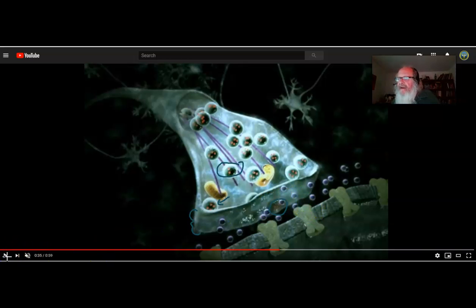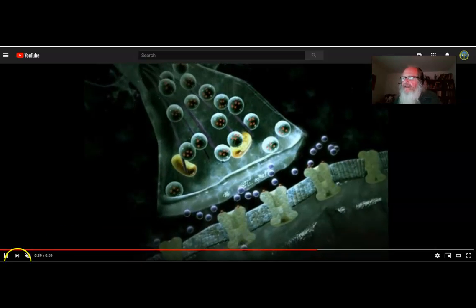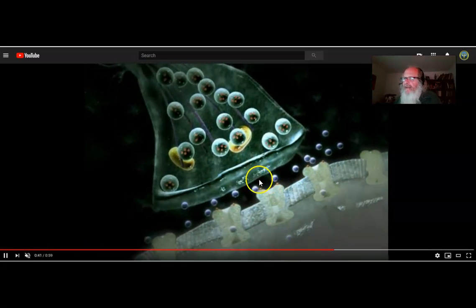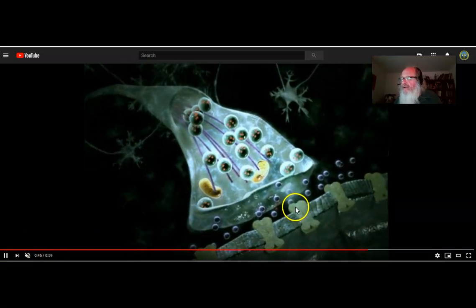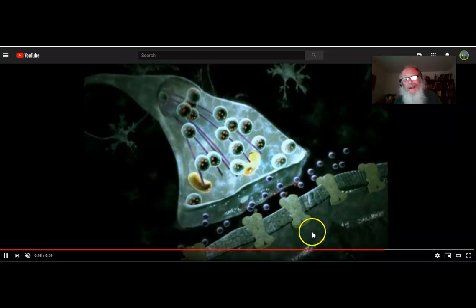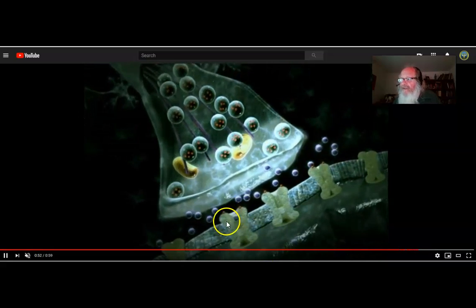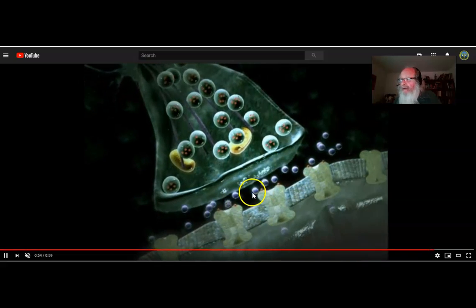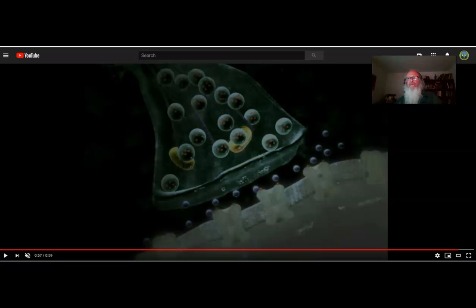And some of them fit into these structures on the cell membrane of the next neuron, the receiving neuron, open them up, and then these smaller blue spheres enter in through these gates that open up, these channels that open up. The red dots fit in, the channels open up, these smaller blue spheres go on in.